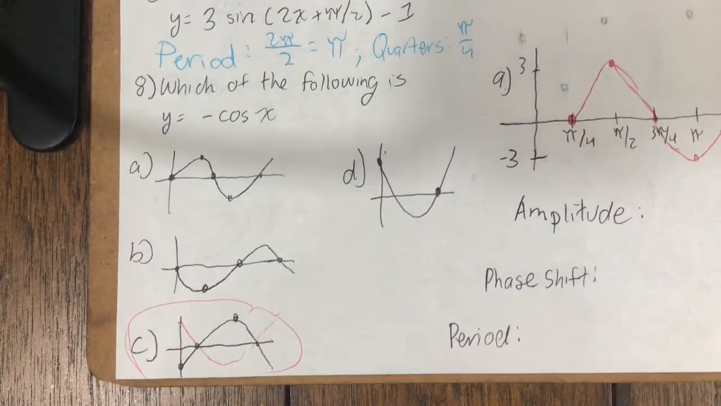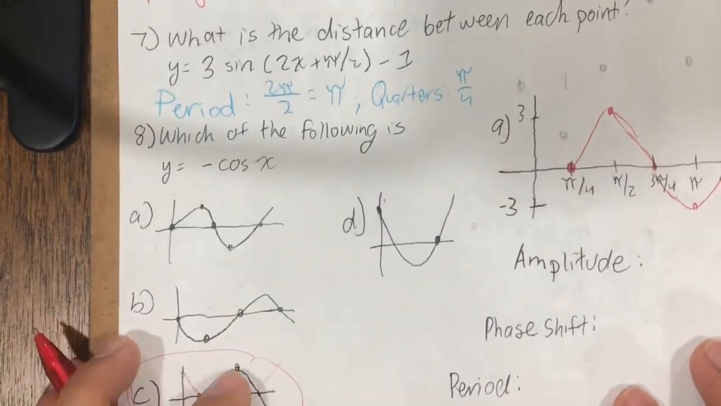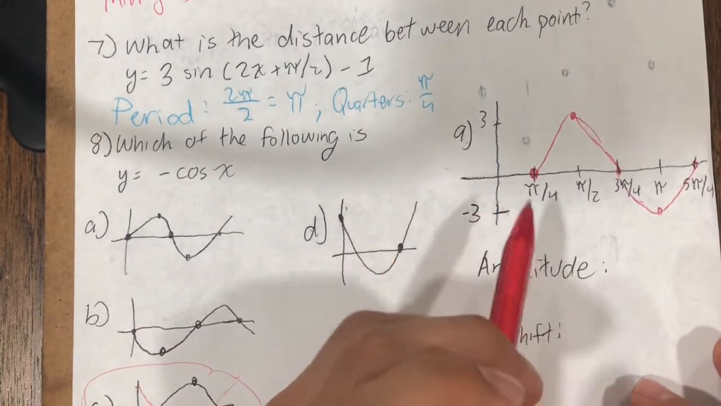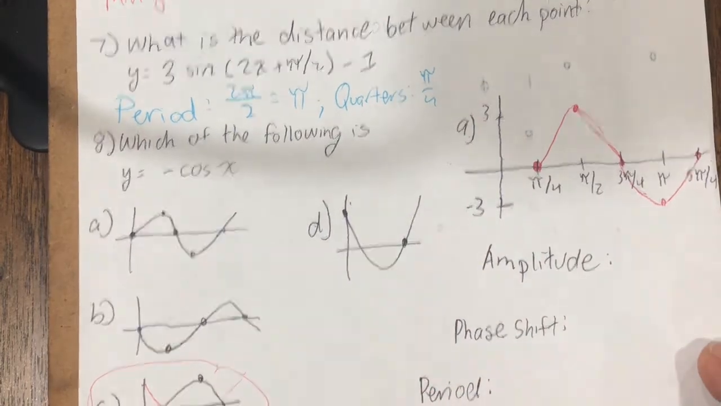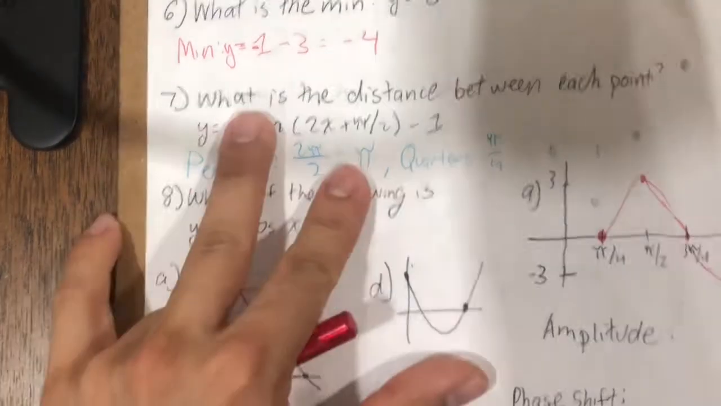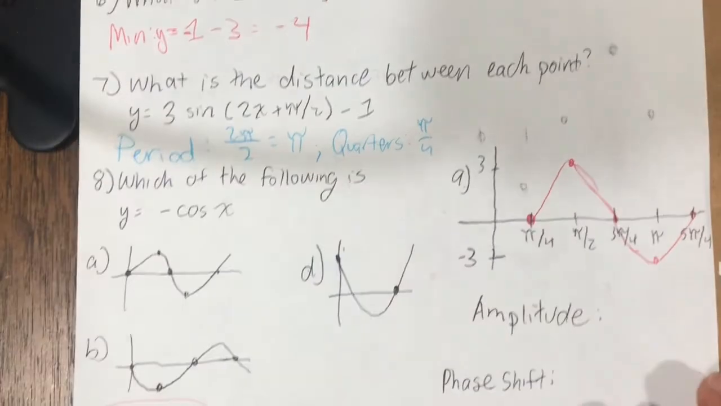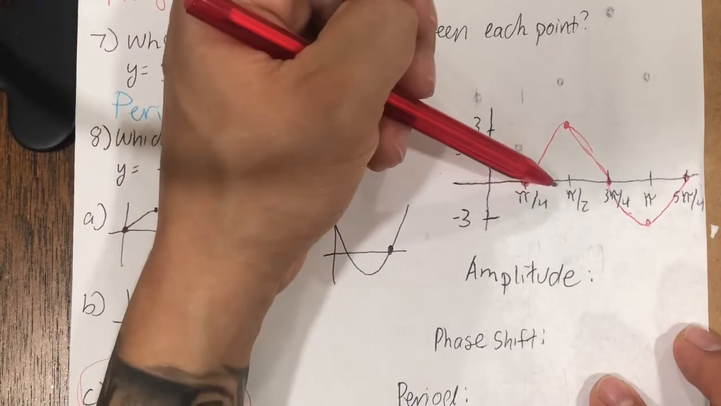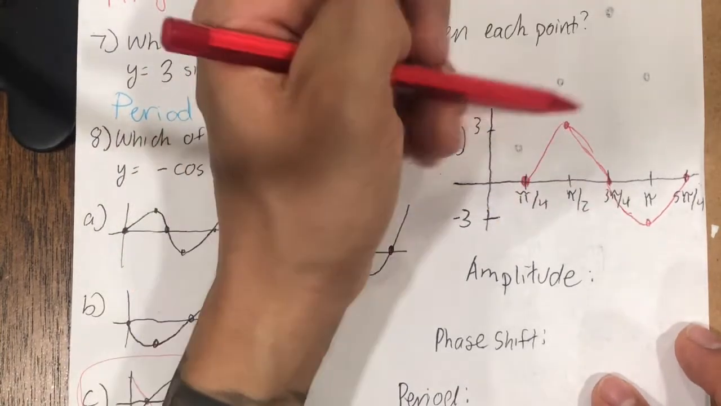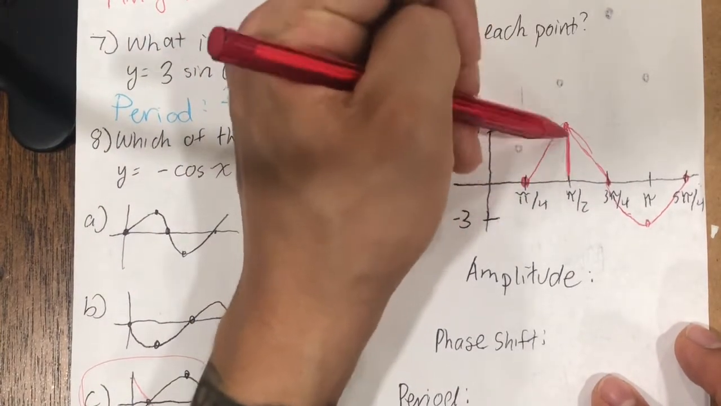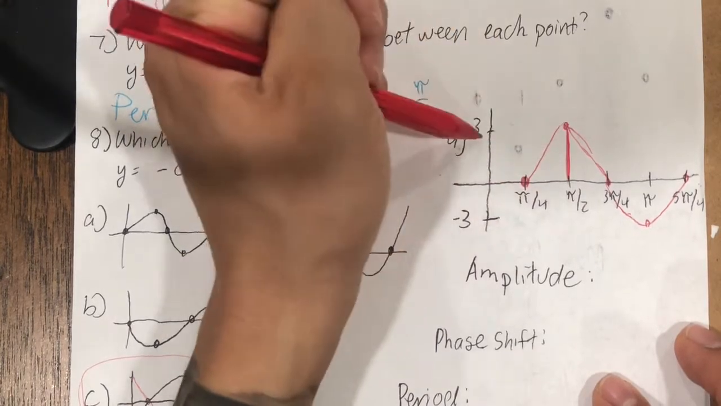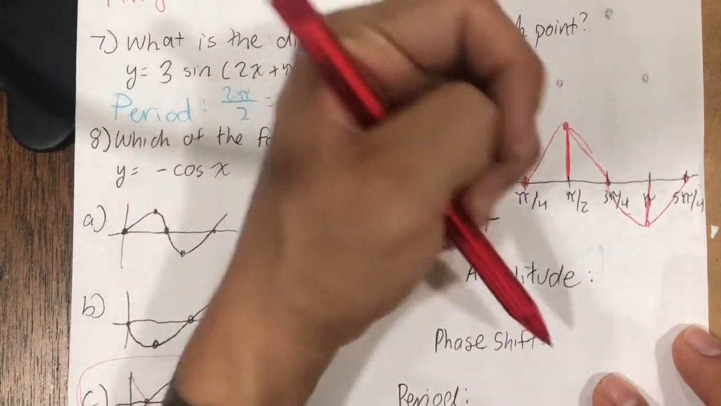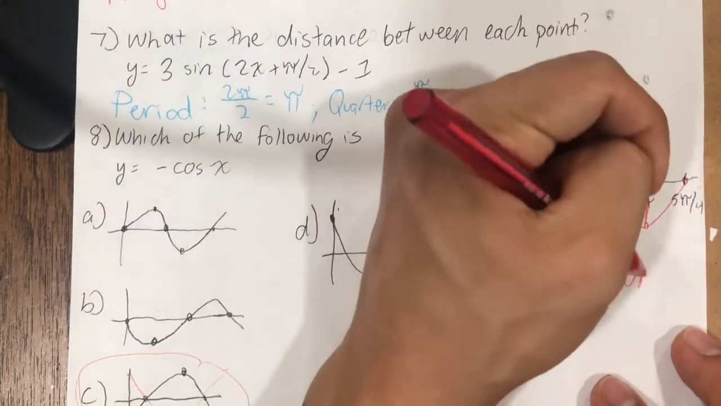Now let's take a look at number 9. For number 9, we have the specific function, and we have to figure out the amplitude, the phase shift, and the period. Move this a little over here. All right, the first thing we have to figure out is the amplitude. What is the height from the midline to the max or the min? From midline to max, it's going 3 units, and from the midline to the min, it's also going 3 units. So my amplitude is going to be 3 units.